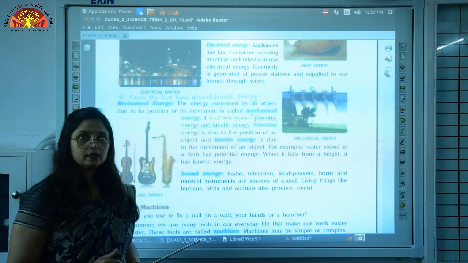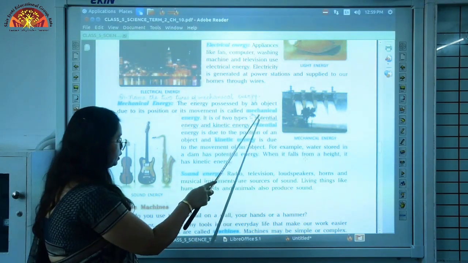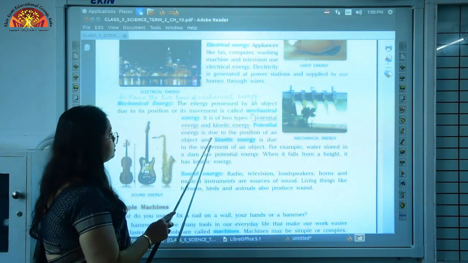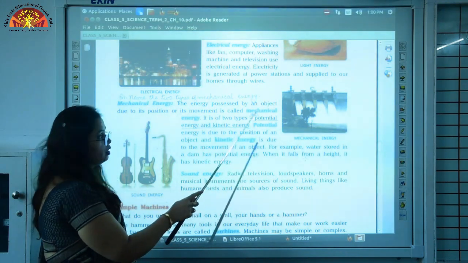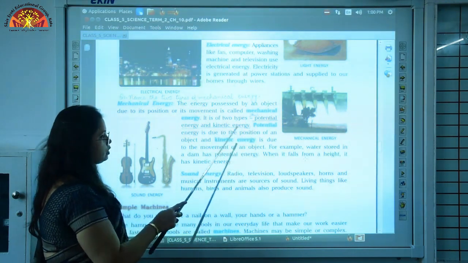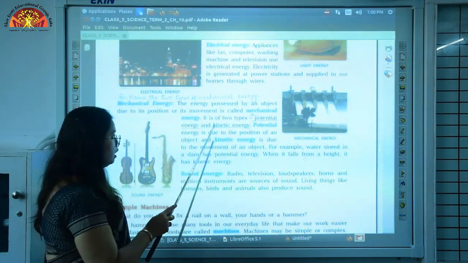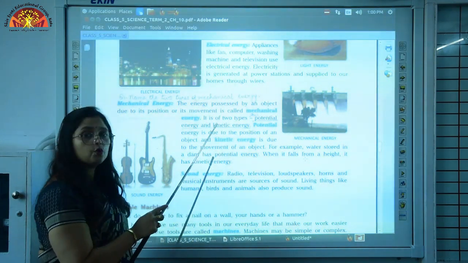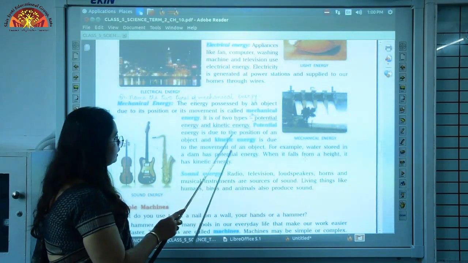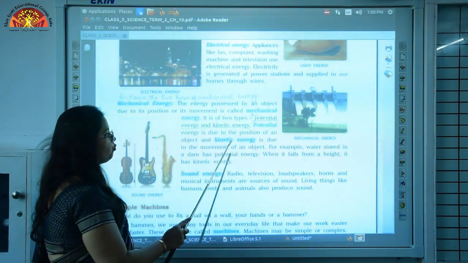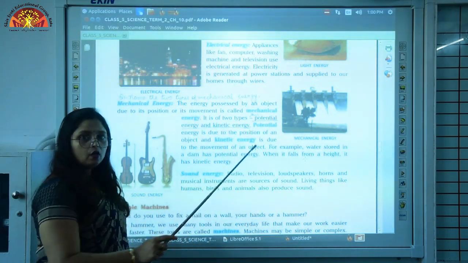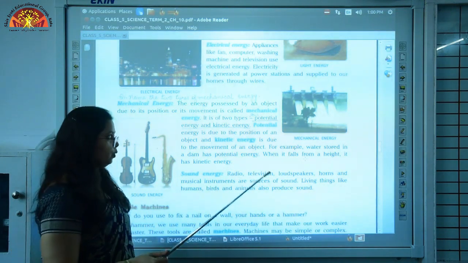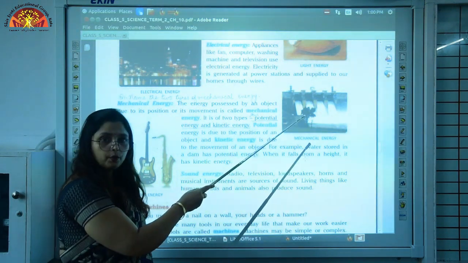First category is potential energy. The word potential energy here means due to the position. So, potential energy is the energy which is due to the position. Now, the word kinetic energy here means kinetic, which is related to motion or movement. So, kinetic energy is due to the movement of an object. Now, let us take a very simple example over here. The picture is shown in the book also.